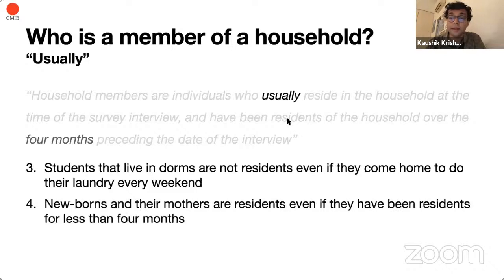Newborns and their mothers are another exception. Newborns and their mothers are considered residents even if they've been residents for less than a 4-month period. Especially in India, it's often the case that mothers travel somewhere else outside of the household that they live in to give birth. And so when the newborn and the mother return to the household, they are reclassified as members, or in the case of the newborn, classified as a member of the household, even though they may not have been in the household for the last 4 months. Right? Our purpose here is to have a rule that's a working definition that makes sense in deciding who's a member of the household and who's not, but not something that's so strict that we obviously exclude people that should be included or obviously include people that don't deserve to be included.